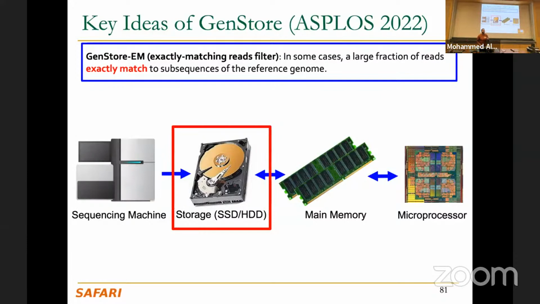We leverage this observation only for short reads, not for long reads, to do the filtering quickly inside the storage. In the storage, you can fetch a huge page of data and then process it in bulk, if it is allowed. That's why it's very important to design algorithms for this architecture, the SSD.